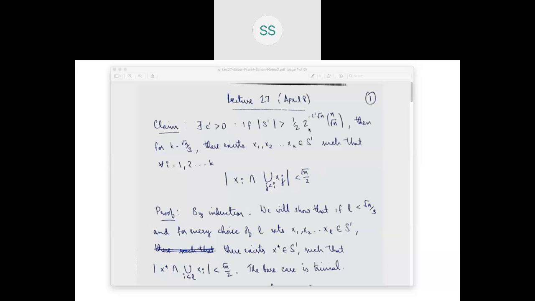Okay, so we will start off from where we left off yesterday. Yesterday we stopped midway on proving the Babai-Frankl-Simon theorem, which was trying to show a lower bound for the randomized complexity of disjointness.